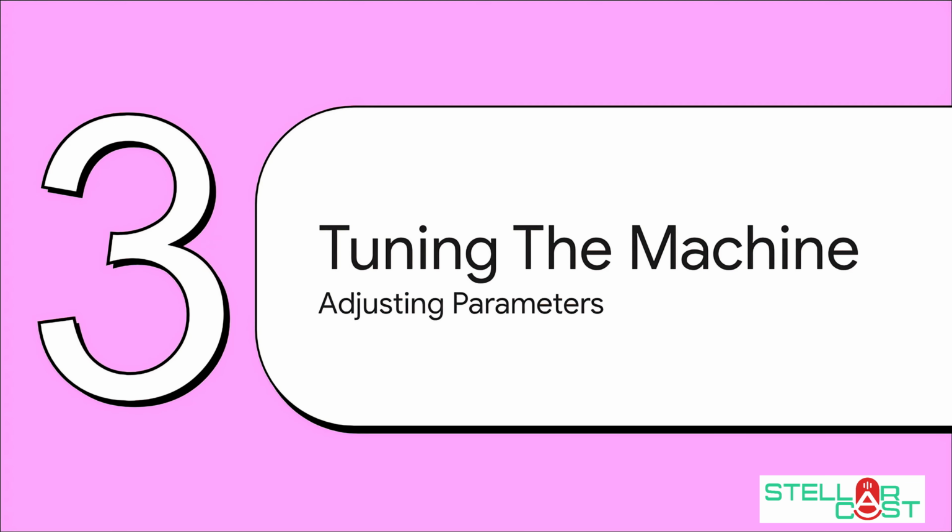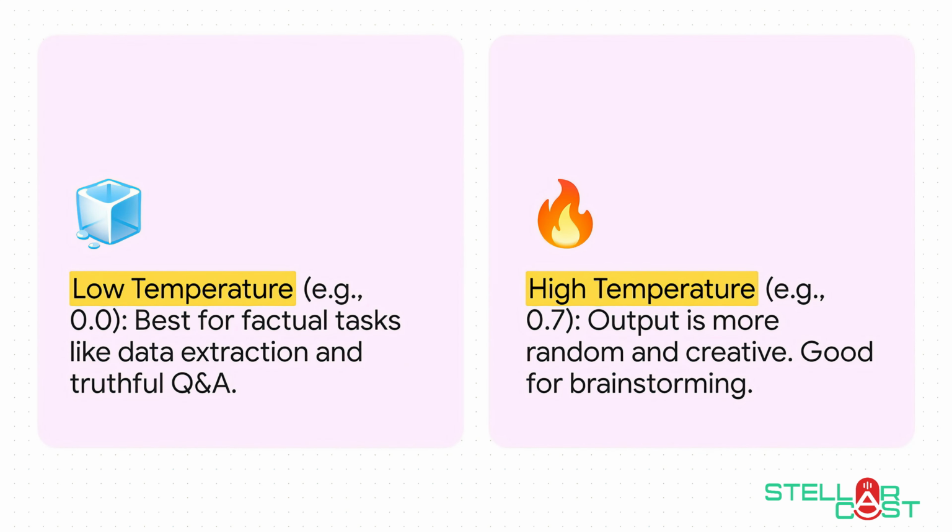Okay, let's get a bit more technical now and talk about tuning the machine itself. Because beyond just the words in your prompt, you can actually adjust API parameters to get even more control over the model's behavior. The parameter you're going to use most often is called temperature. Honestly, the best way to think of it is as a creativity dial. For factual, precise tasks, like data extraction where there's only one right answer, you want to keep that temperature low, close to 0. But for creative tasks, like brainstorming or writing a story, you can crank it up to get more diverse, interesting, and sometimes surprising results.